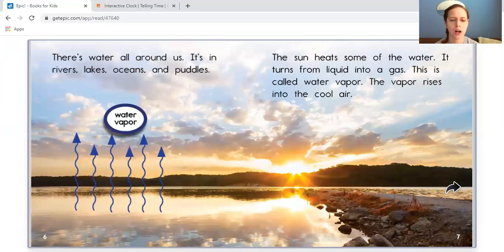There's water all around us. It's in rivers, lakes, oceans, and puddles. The sun heats some of the water. It turns from liquid into a gas. This is called water vapor. The vapor rises into the cool air. So you can see the squiggly arrows there on the page, just like our squiggly hands when we were talking about evaporation with the water vapor.